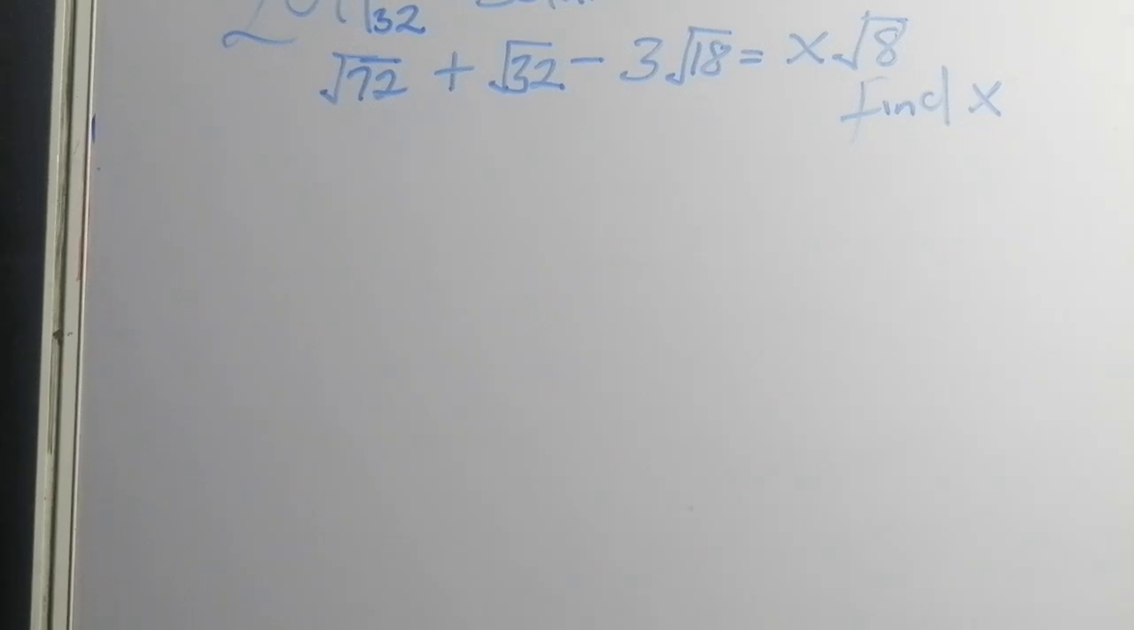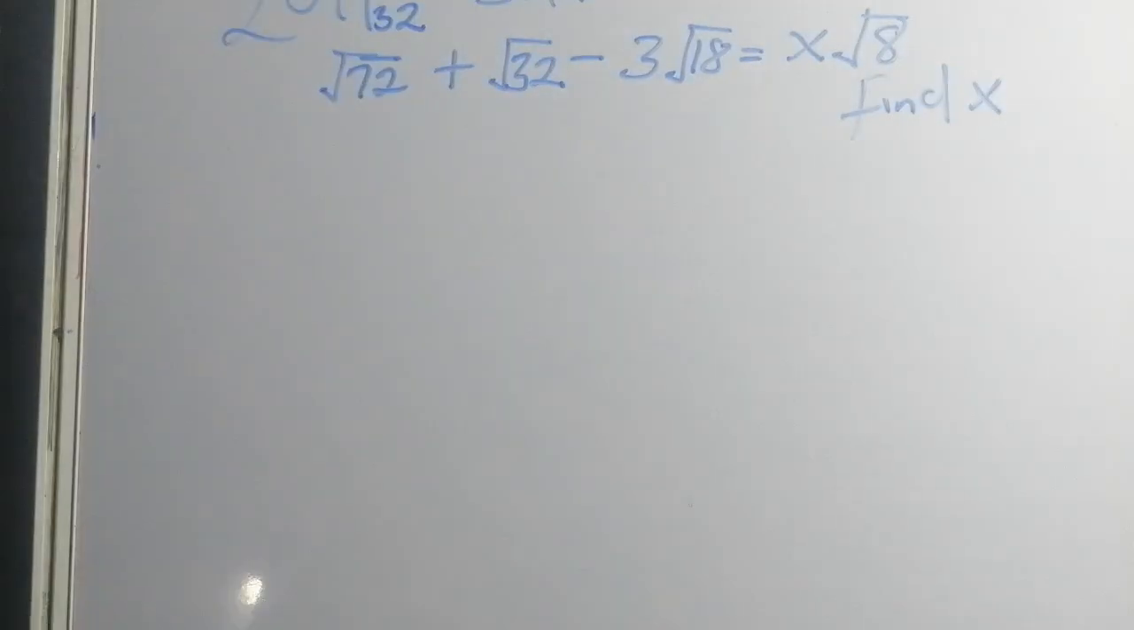Hello guys, this is the solution to 2011 question 32. Okay, so this is under surd. The first thing you need to look at is that we're told to find the value of x. The x is multiplying root 8.